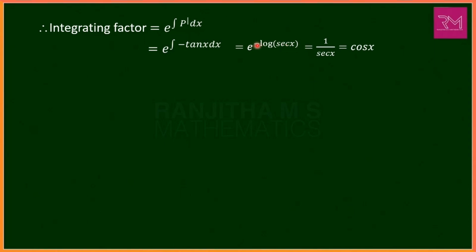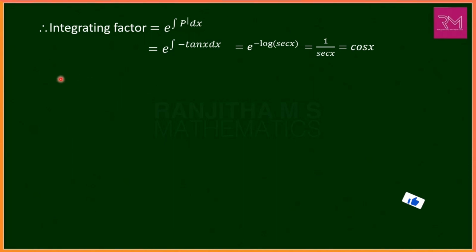Here this is of the form n log m. So, we get log of secant power minus 1 x, that is secant inverse. If we take that secant inverse to the denominator, it becomes 1 by secant x. Here e to the power log gets cancelled, remaining is 1 by secant x. We know that the reciprocal of secant x is cos x, therefore we get cos x. This is the integrating factor.